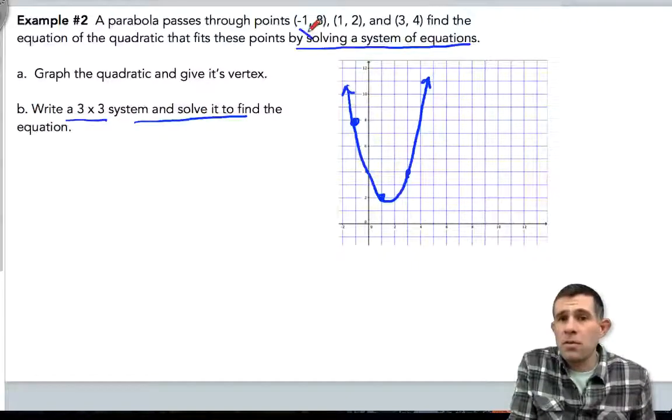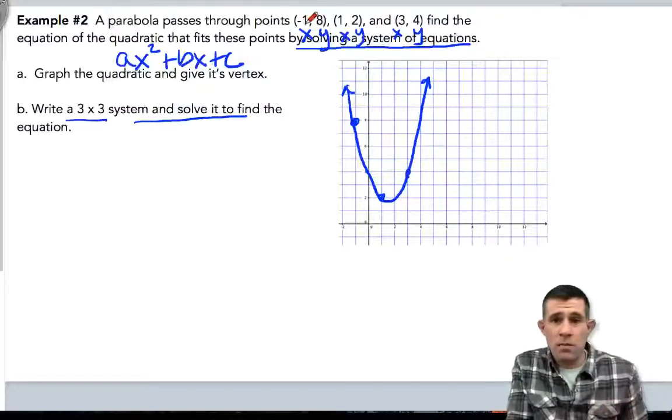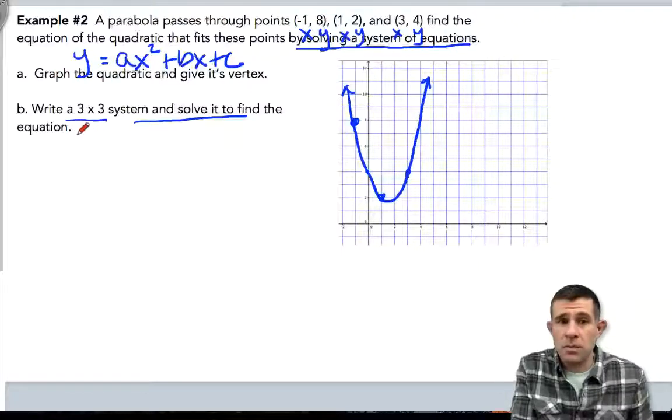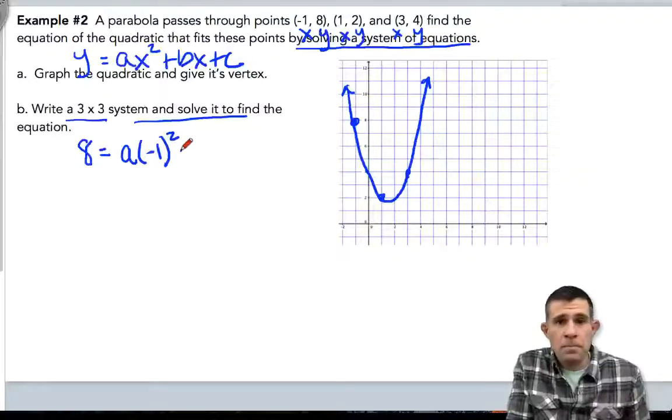Now remember, these ordered pairs here are x, y, x, y, and x, y. And our quadratic equation should fit into this: y equals ax squared plus bx plus c. So we're going to take each ordered pair, substitute in our values for x and our values for y, and come up with a 3x3 system. This first ordered pair should read like this: 8, that's my y value, is equal to a times -1 squared, because that's my x value, plus b times -1, and then finally plus c.